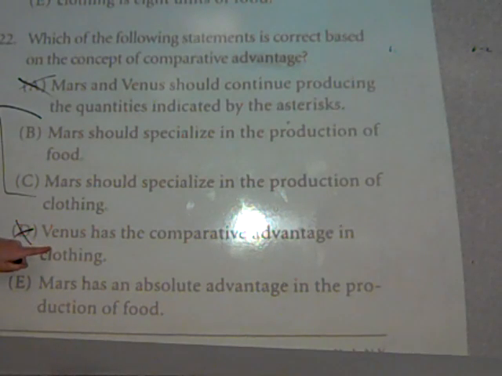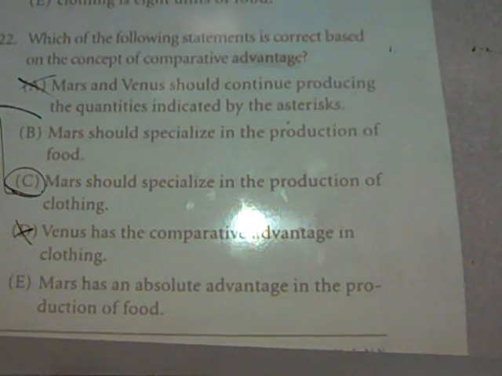Well, if D is wrong, now follow me here. If D is wrong, Venus, I guess, must have a comparative advantage in food. So Venus should make food. So what should Mars make? Clothing. Right answer. And I think E is wrong. Mars has an absolute advantage in food. No, they don't. They only make 10 foods and Venus makes 20. The absolute advantage is who's better. You see how I did that?